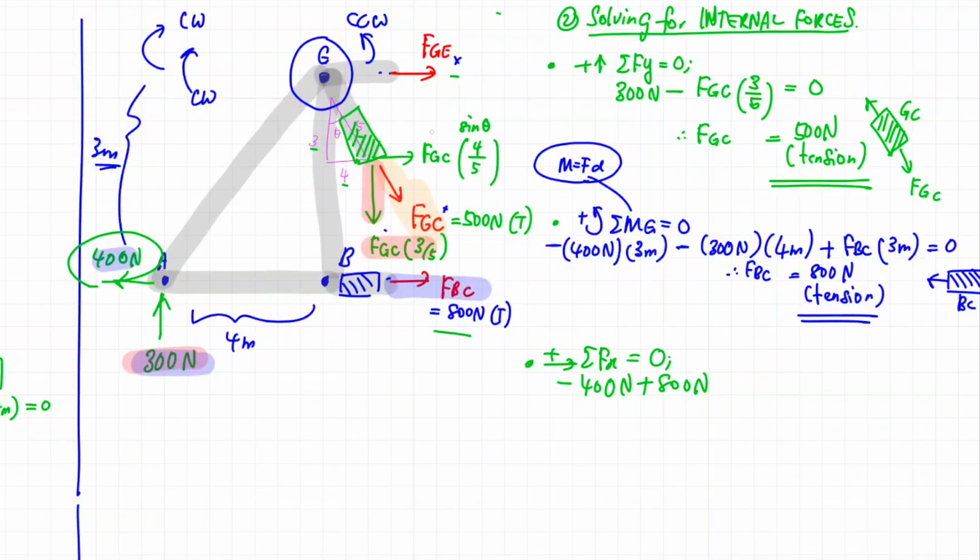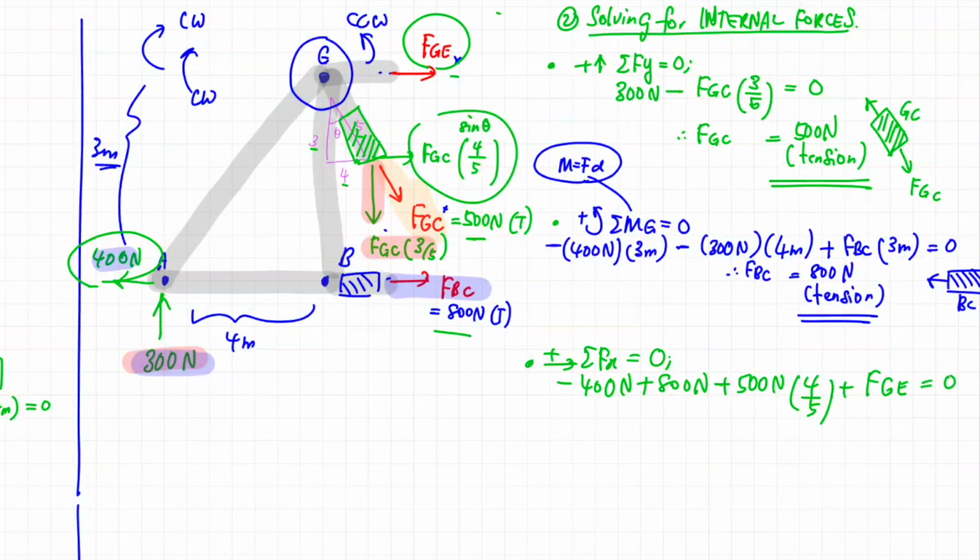And then don't forget there is another force over here, which is FGC multiplied by 4 over 5. But remember, we already found that the FGC magnitude to be 500 Newton. So we can substitute that 500 Newton multiplied by 4 over 5. And finally, the unknown here, which is FGE. As it is pointed to the right, the magnitude is positive. Are there any other forces acting in the x direction? If not, then the summation of all this expression would be equivalent to 0.